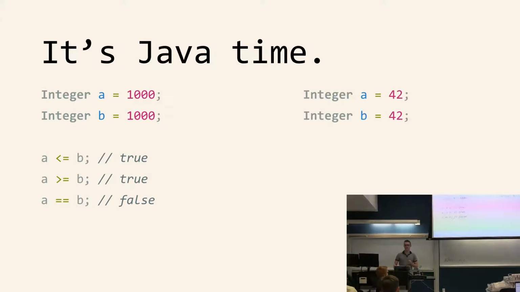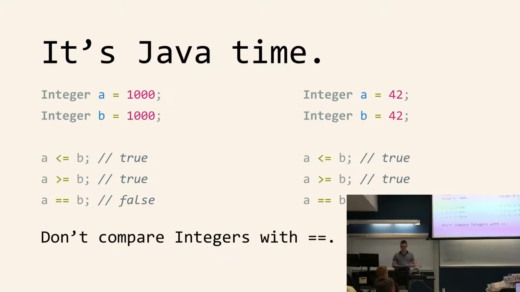How about these ones? Okay. Less than or equal to, true. Greater than or equal to, true. Oh, look, these are true. So why when you compare these, are these true, and yet the other one isn't?